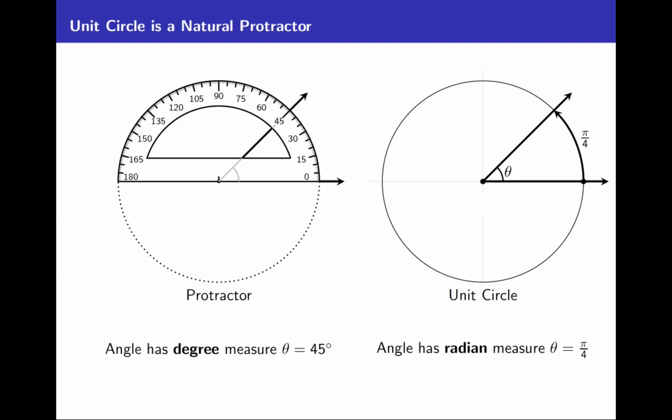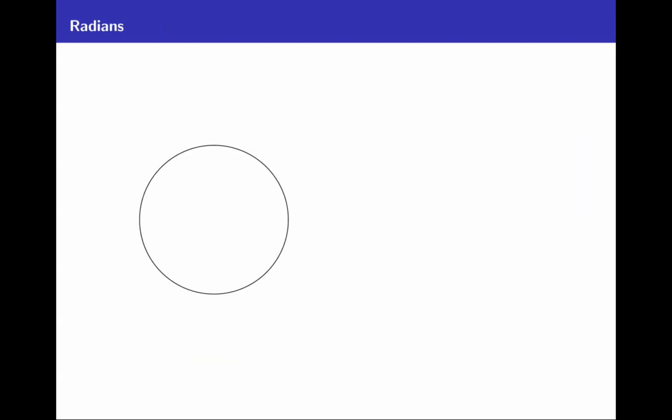So the unit circle is a very natural protractor. It's a part of nature. In calculus, although you sometimes refer to angles by their degree measurements, ultimately you think about them as measured in terms of radians. So let's think about radian measure.